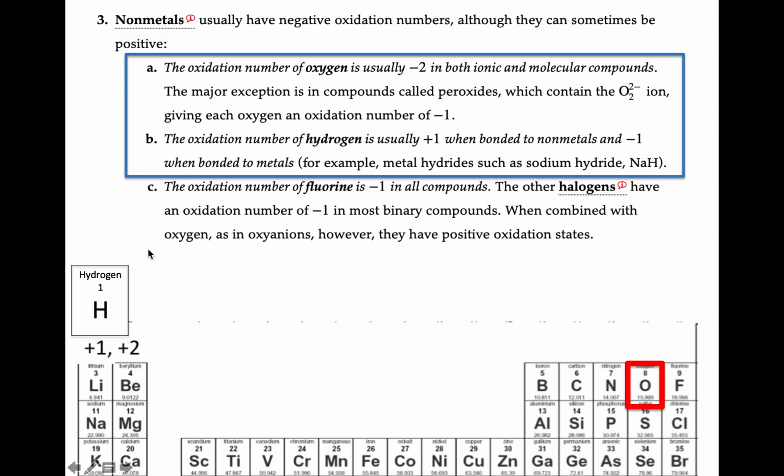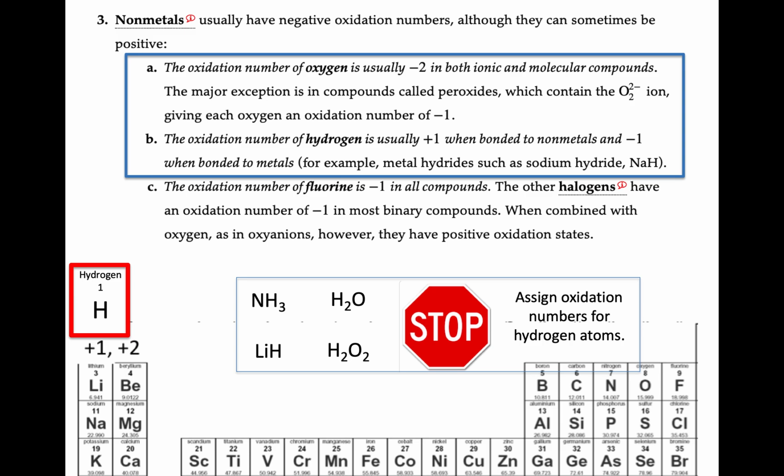Hydrogen's a nonmetal. Recall it can be +1 or -1 for its common charges. We have a description here: +1 when bonded to nonmetals and -1 when bonded to metals. An example would be sodium hydride. So with hydrogen, we have to be careful as well, but I think we have a good framework for describing its oxidation number.